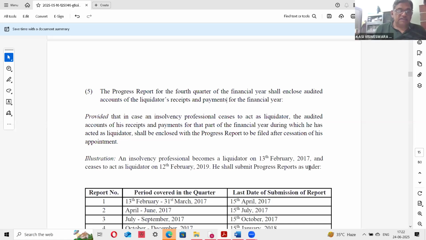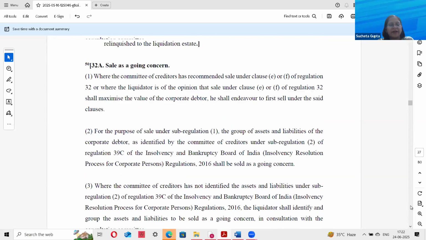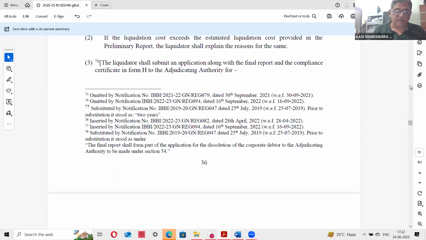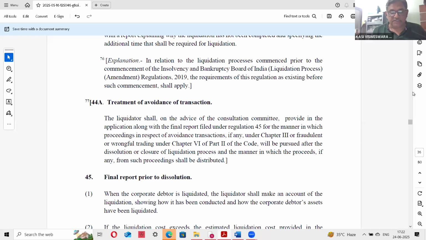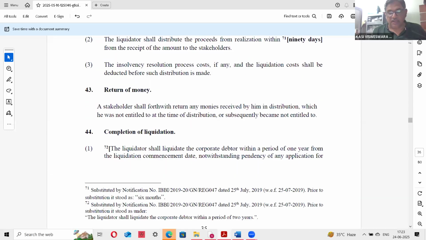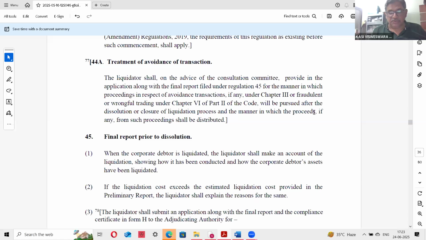Sir, there is Regulation 44A. I'll just read it out. Treatment of avoidance transactions. The liquidator shall, on the advice of the consultation committee, provide in the application, along with the final report filed under Regulation 45, for the manner in which proceedings in respect of avoidance transactions, if any, under Chapter 3, or fraudulent or wrong trading under Chapter 6 of Part 2 of the Code, will be pursued after the dissolution or closure of the liquidation process, and the manner in which the proceeds, if any, from such proceedings shall be distributed. I was referring to this regulation only.